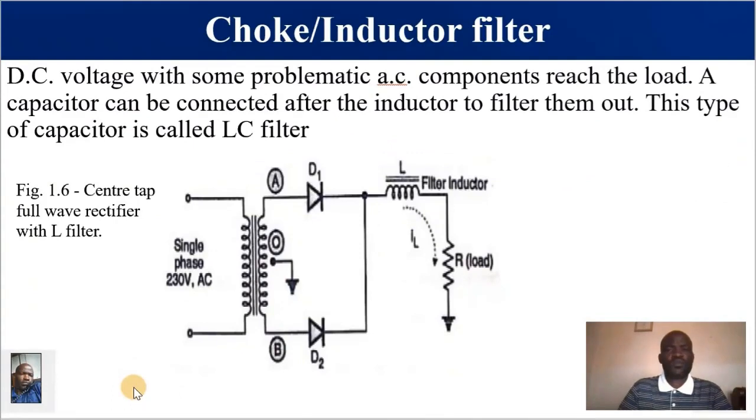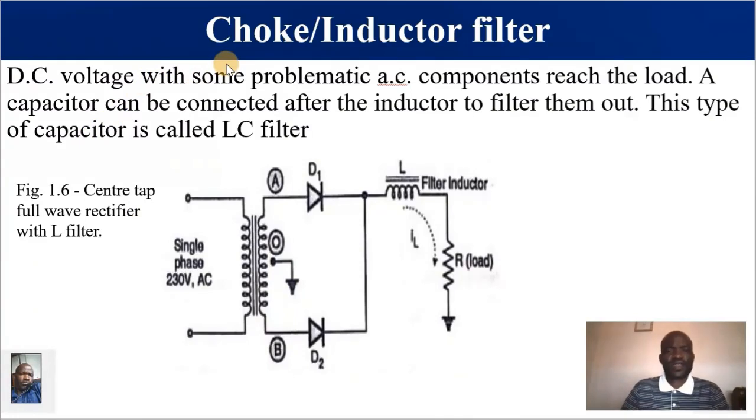A circuit diagram of how a choke or an inductor is connected at the output of a rectifier, and in that case it's a center tap full wave rectifier. This is our inductor L, and we are calling it a filter inductor, and our current is going to flow through the load in this direction. These are the two diodes that make up the center tap full wave rectifier, and this is the center tap transformer. And we are saying DC voltage with some problematic AC components, that's pulsating DC, can reach the load.